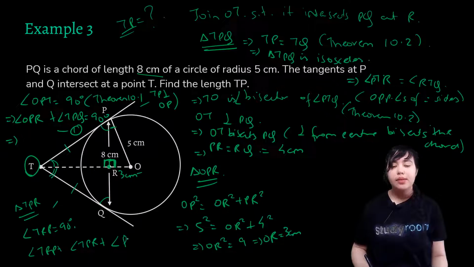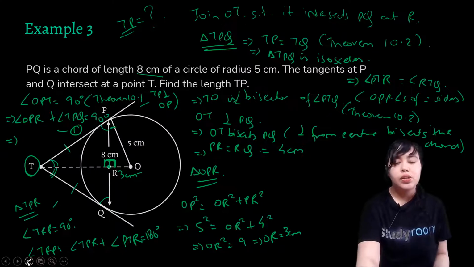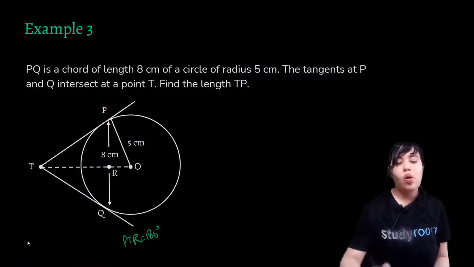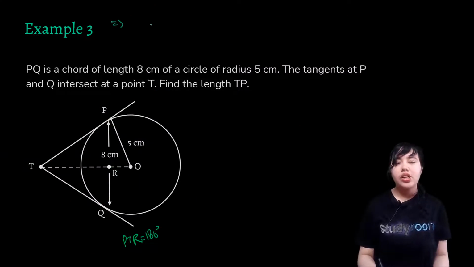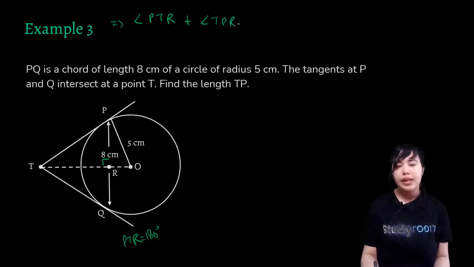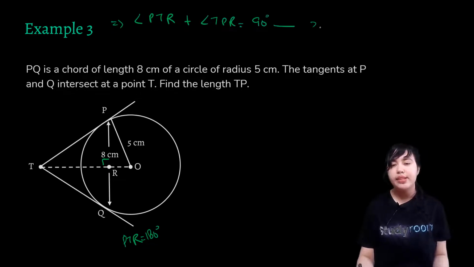So we can say angle PTR plus angle TPR plus angle PRT is equal to 180 degrees because the sum of angles of a triangle is 180 degrees. If you make all the substitutions, you will realize that since this angle is already 90, angle PTR plus angle TPR is equal to 90 degrees. You make this equation number 2.